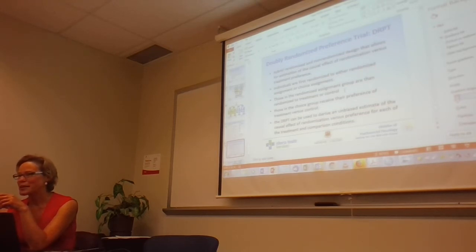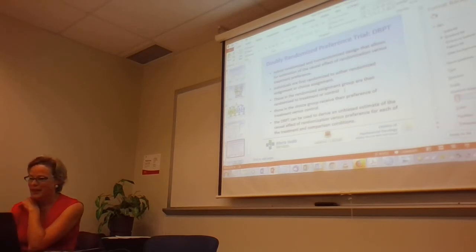Right? So everyone's randomized at the beginning, and you're randomized into being randomized, or you're randomized into having a choice. Yeah, so that way your preference group and your randomized group are equivalent because they're randomized. So that gets around the issue of the people who choose being different than the people who want to be randomized. Right. So they're first randomized to either randomized or choice. Then in the randomized group, they're randomized to treatment or control. In the choice group, they get to choose treatment or control, or treatment A, treatment B.